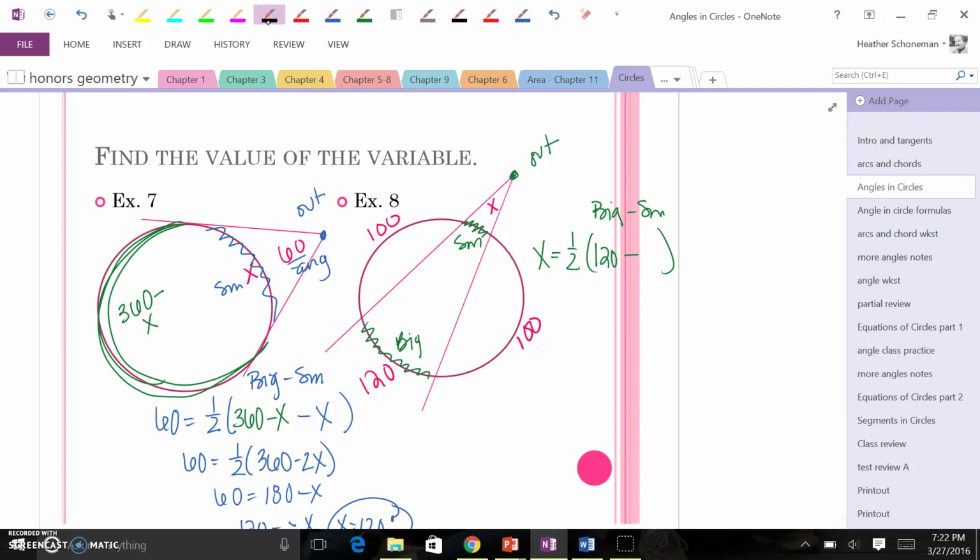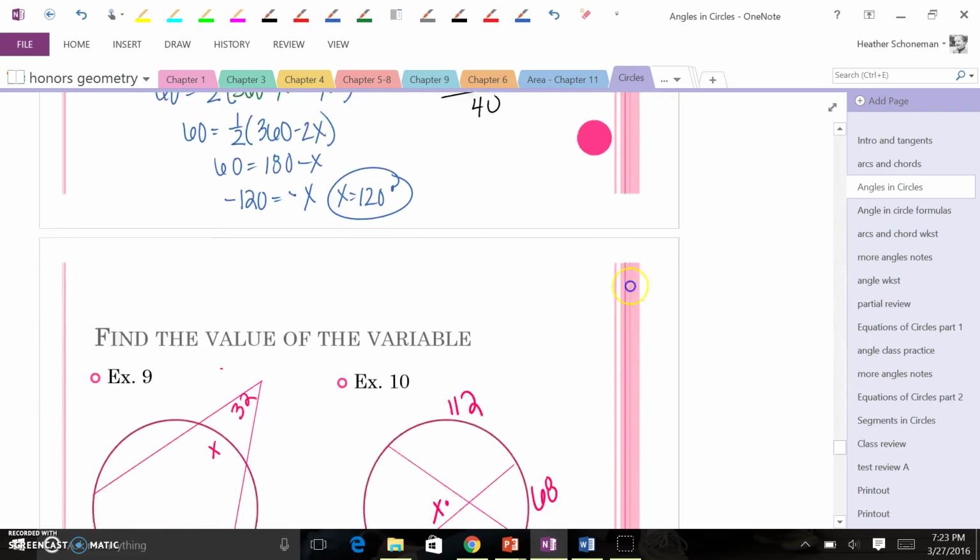Can we find it? Yes, of course we can, because all the arcs in a circle add to 360. So 360 minus 100 minus 120 minus 100 gives us 40. So this is 40. Alright, simplify. 120 minus 40 is 80. So x, just kidding, x is 40.